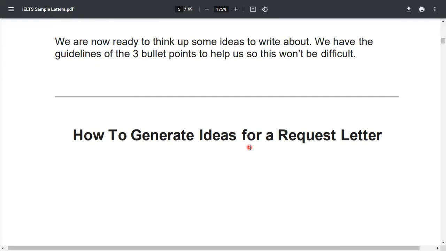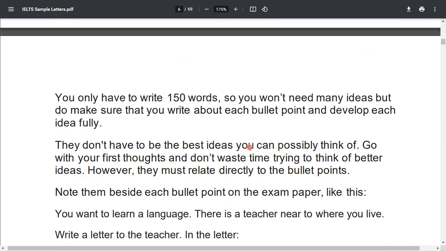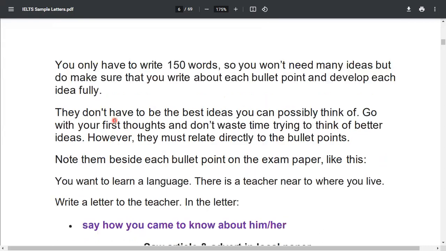So the first step I have done is I thought about the greeting and the sign off, and I thought about the purpose sentence. Now, how to generate ideas. You only have to write 150 words, so you won't need many ideas, but do make sure that you write about each bullet point and develop each idea fully. They don't have to be the best ideas you can possibly think of. Go with your first thoughts and don't waste time trying to think of better ideas.